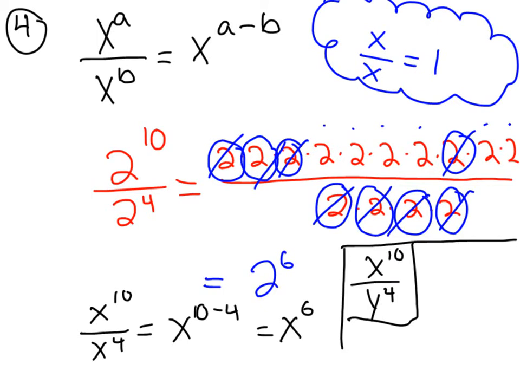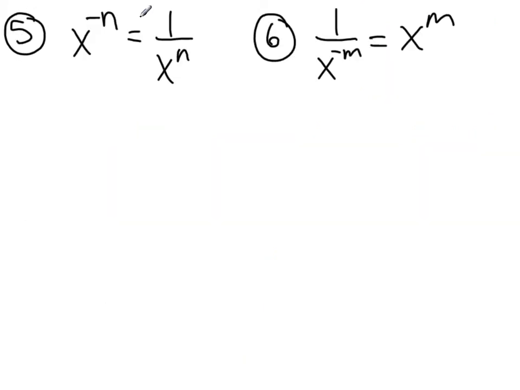Now this brings up an interesting question. What if we have a negative result? Well, when that happens, we don't like negative exponents. So if we have x raised to a negative power, we can make it positive by bringing it down into the denominator. Or vice versa. If we have a negative power in the denominator, we can make it positive by bringing it up to the numerator.